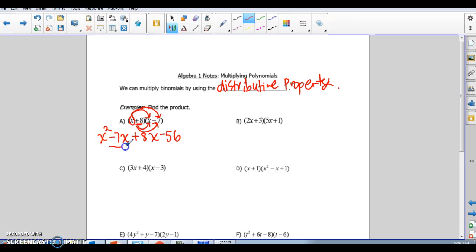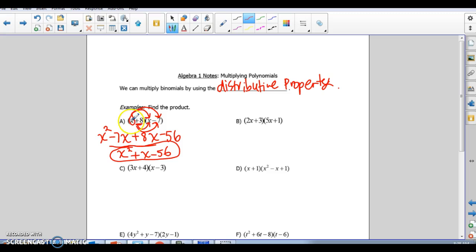You see negative 7x and positive 8x, so it's going to be x squared plus x minus 56. Then we're done. So this is how you multiply binomials.